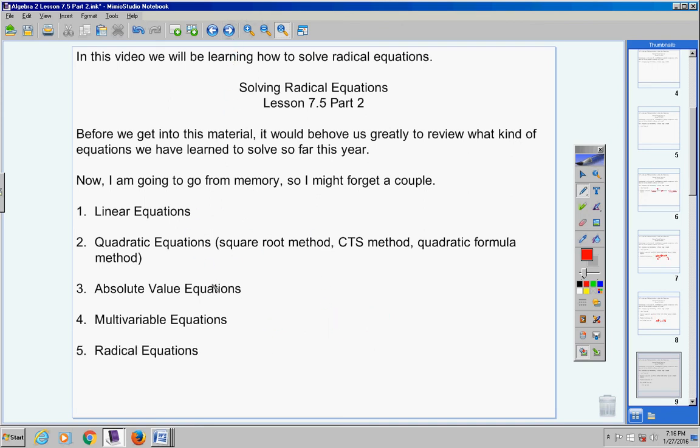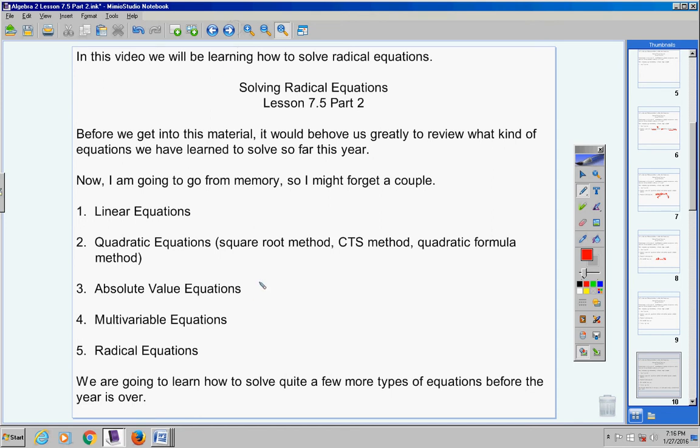I might have forgot a couple too along the way, but anyways, and I'll tell you, before the year's over, we're going to be learning a lot more, okay? We're going to learn how to solve quite a few more types of equations before the year is over. Actually, cubic equations, quartic equations, exponential equations, logarithmic equations, etc.